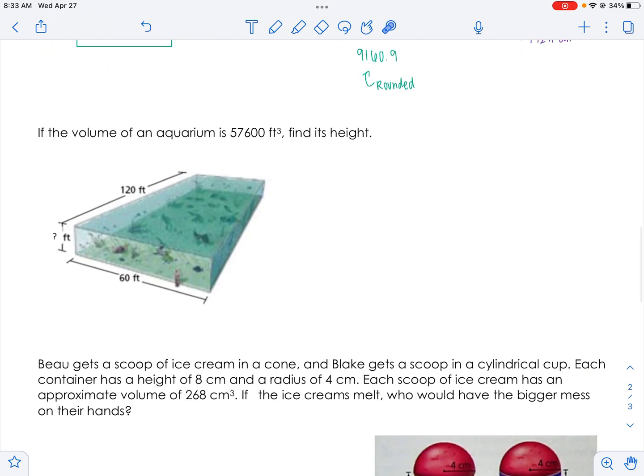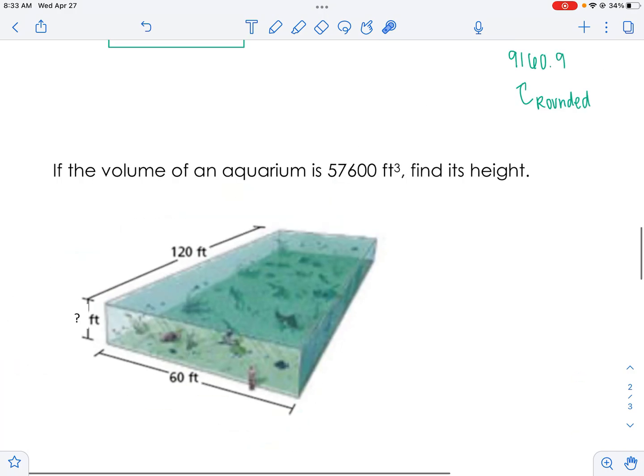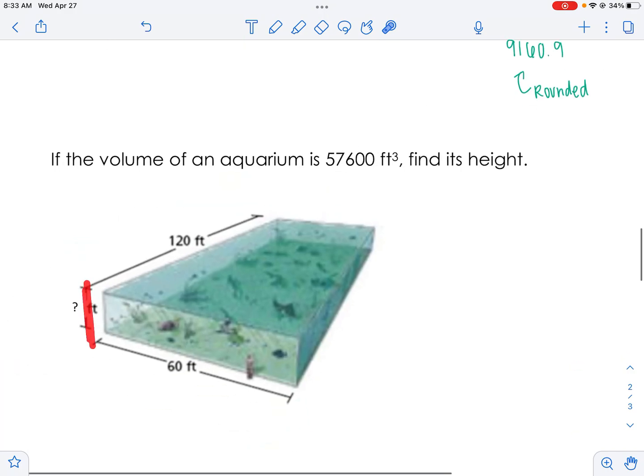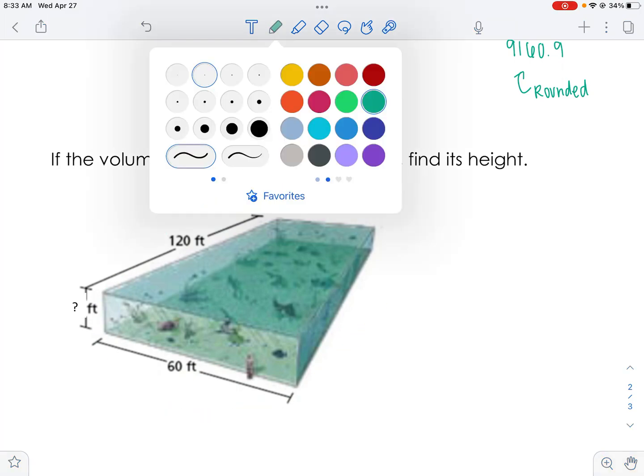Now, taking a look at this aquarium, I know the volume of the aquarium. The volume of the aquarium is 57,600 feet cubed, but I don't know the height of it. I know how much water it holds. I know a few of its dimensions, but I don't know its height. So, asking ourselves, which shape is this? And then I'm going to have a formula and hopefully go from there to help me out.